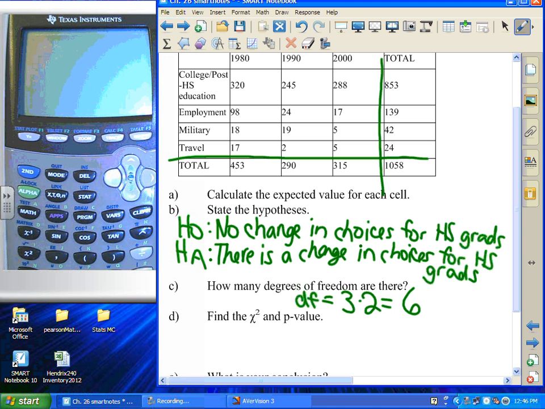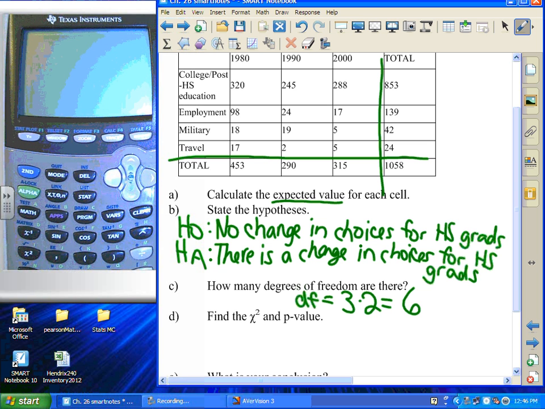Okay, we're going to go back to A now. I'm going to show you how to do this, and then I'll show you the shortcut. But pay attention, I'll make it fast. It says calculate the expected value for each cell. That means, if this is true and there's no change, what would we expect the numbers to be? That doesn't mean they'll be exactly the same, because look at the sample sizes.